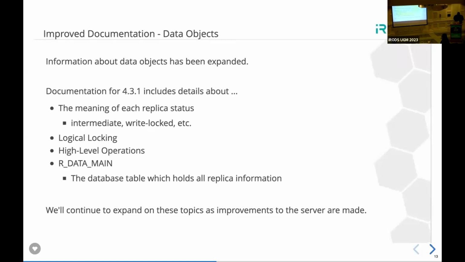We're also improving documentation for data objects. We're expanding information around how these things work. This means we're including information in 431 about intermediate replicas, locks, logical locking, and high-level operations, explaining get and put and move and how you should think about these things. We have also provided documentation around the data main table and explanations for all the columns there, so that people who aren't familiar with these things can quickly get up to speed on them. And we're going to continue to expand this over time.